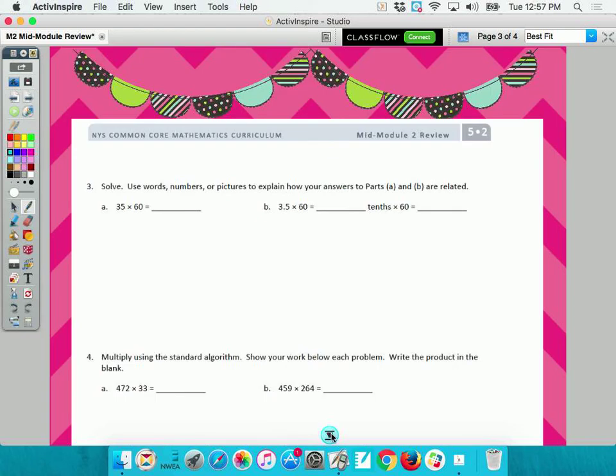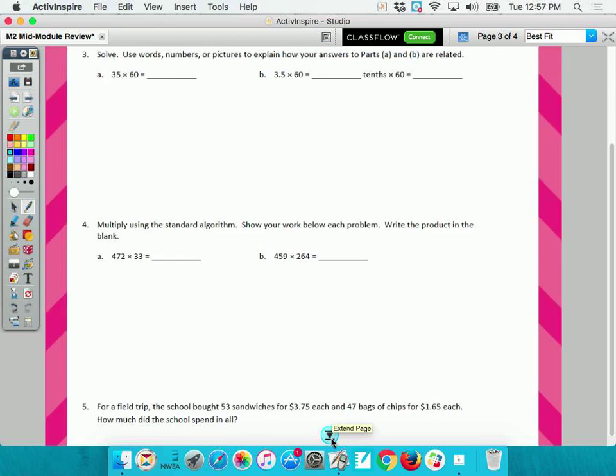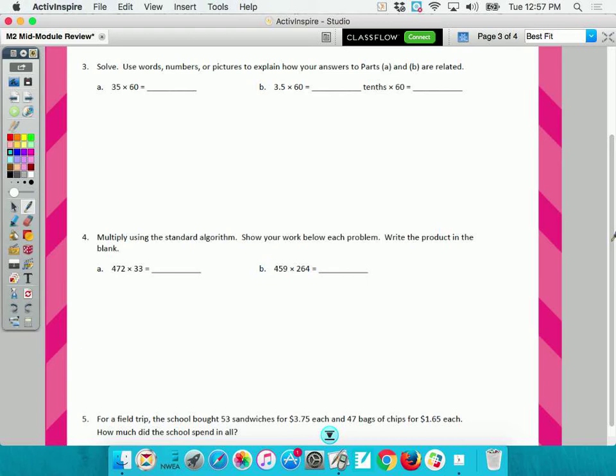Actually, number 3 is the hardest one for students in my past classes to get correct. Because of the way it's worded on here. So this is what it says, okay? It says 3.5 times 60 equals blank tenths times 60.